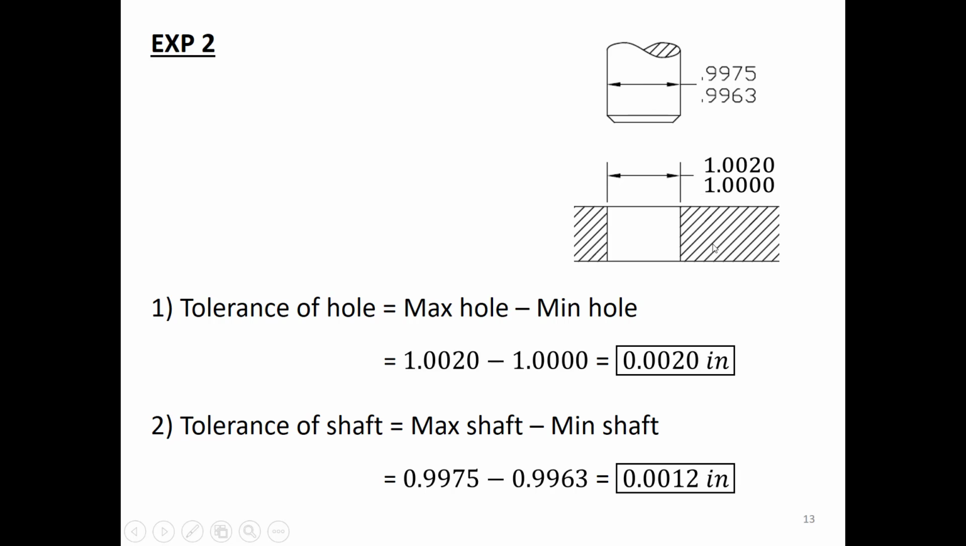So once again, if you have a bigger hole and a little shaft, it's a clearance fit. So that's example 2. As you can see, the minimum size of the hole is still bigger than the maximum size of the shaft. So this is a clearance fit.